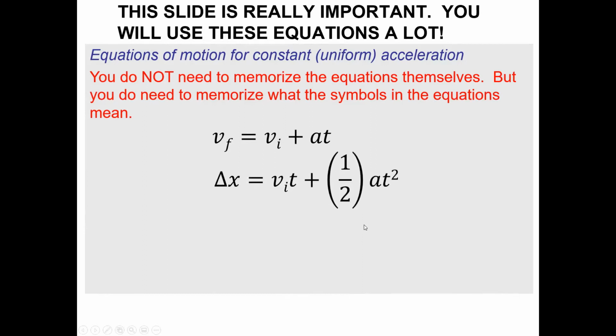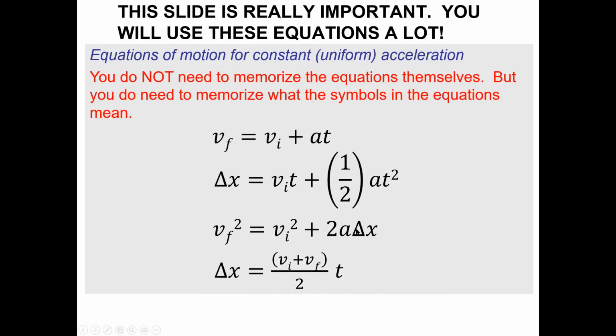Similarly, the next equation is the fact that the displacement, or change in position, of an object is equal to the initial velocity times the time plus 1/2 times the acceleration times the time squared. The third equation: the final velocity squared equals the initial velocity squared plus 2 times the acceleration times the displacement. And finally, the fourth equation is that the displacement of an object is equal to the initial velocity of the object plus the final velocity, that quantity divided by 2, multiplied by the change in time.